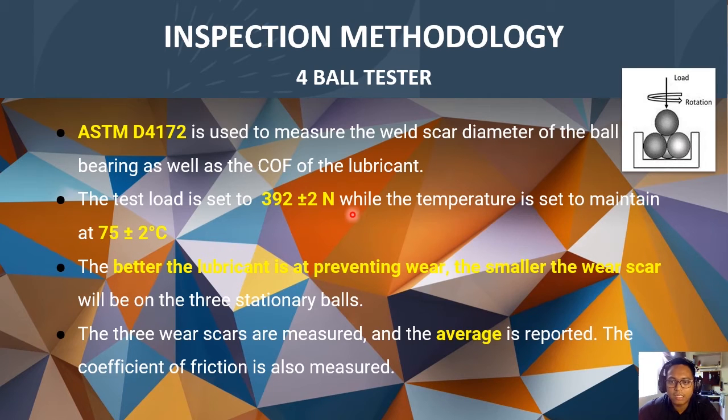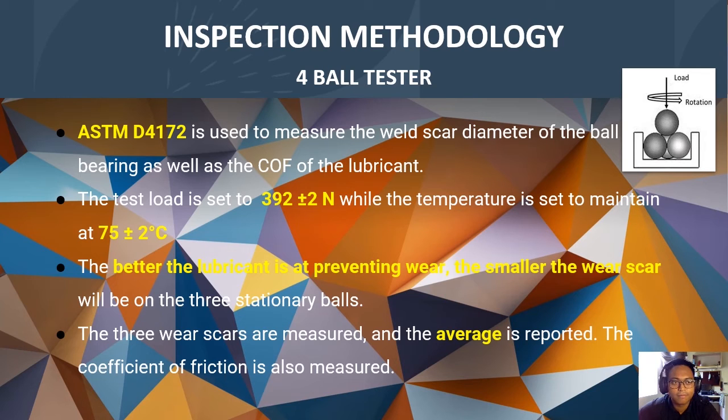In this test, the result shows the smaller wear scar, meaning that the lubricant is better at preventing wear. The wear scar is measured on the three stationary balls here at the bottom, and the average is reported. Also, the coefficient of friction is measured. Basically, this is a modern technology test run to know the performance of the lubricant at preventing wear.